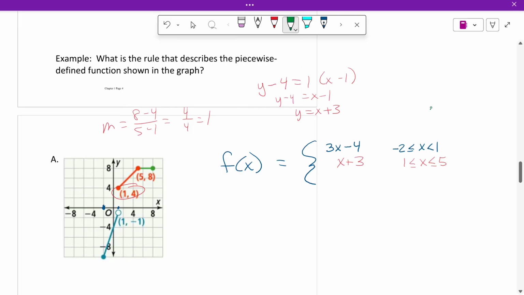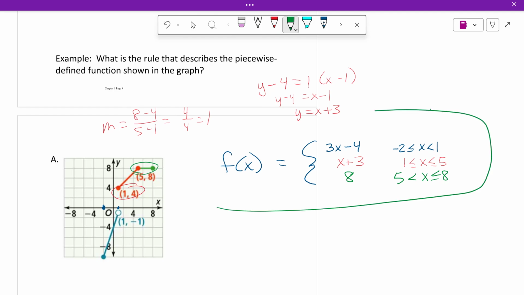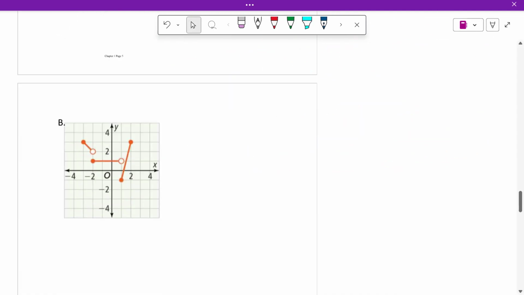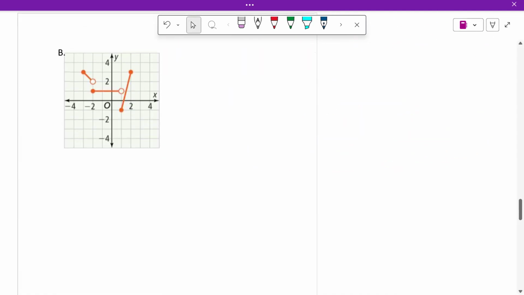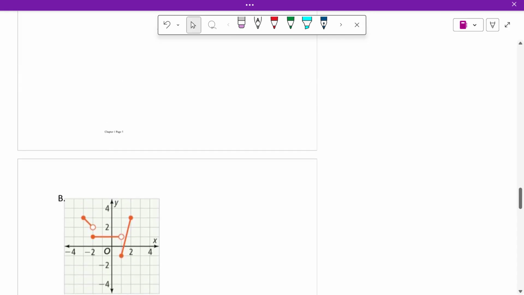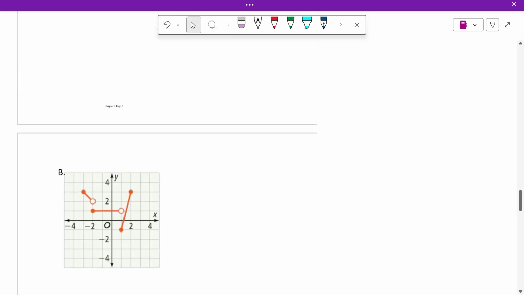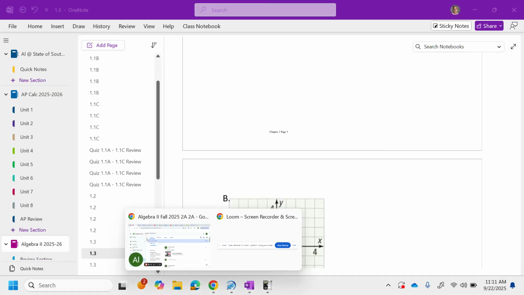Then we got the green one here. The green one is at 8, and that is an open circle at 5 and a filled-in circle at 8. And that's how you write a piecewise function for that. Okay? Should we skip over this one and just be done? Yes. Okay. Sounds good. So, today we'll have interval notation and piecewise function.